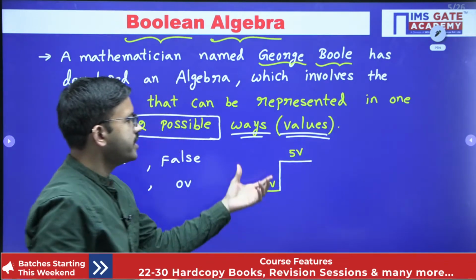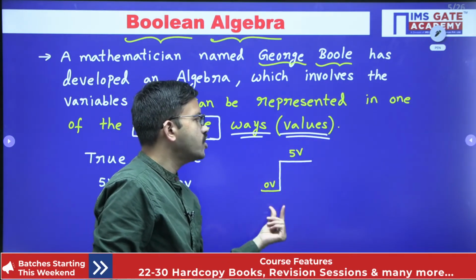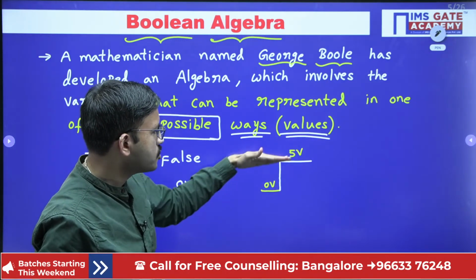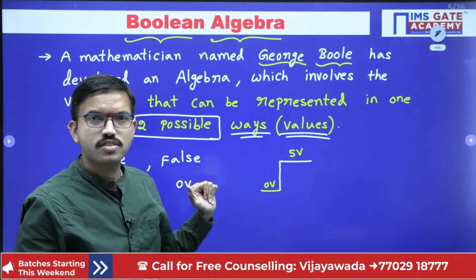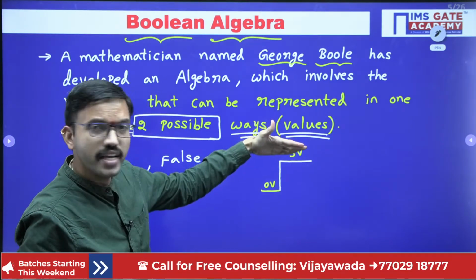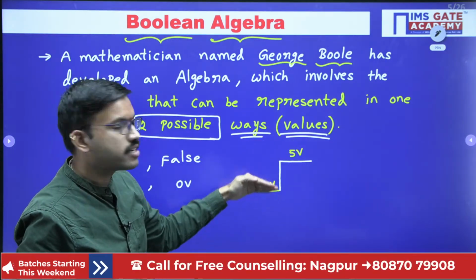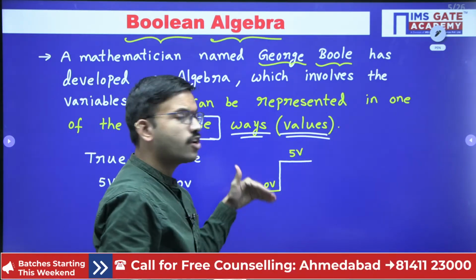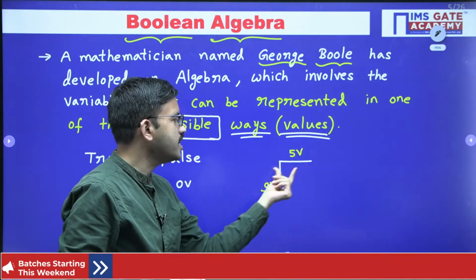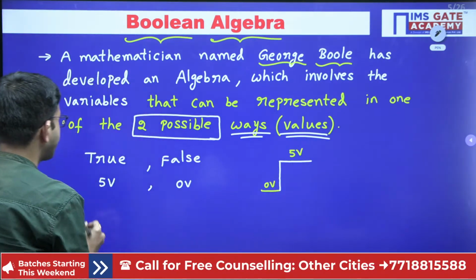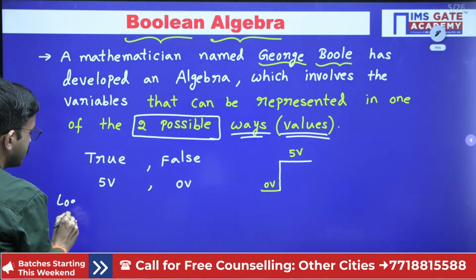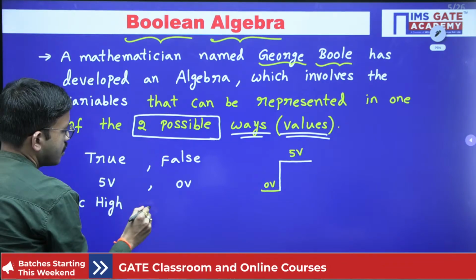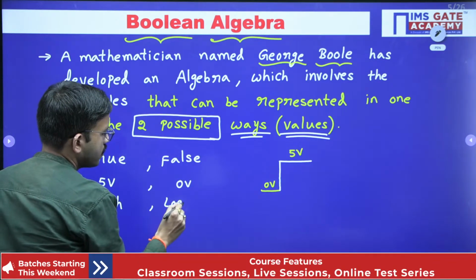Suppose you are operating only at two voltage levels, 0 volt and 5 volt. Here if you observe, you are having two voltage levels. Among these two levels, which one is higher? 5 volt is higher when compared to 0 volt. And when compared to 5 volt, 0 volt is lower. So in terms of logic, you can say this is logic high, this is logic low.